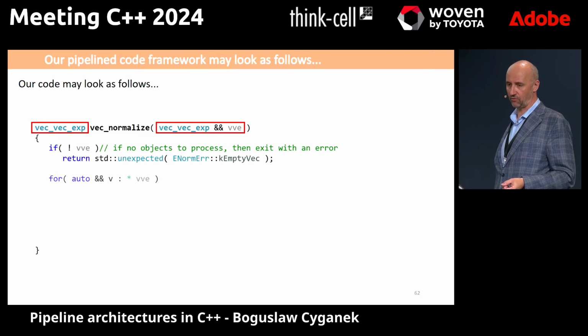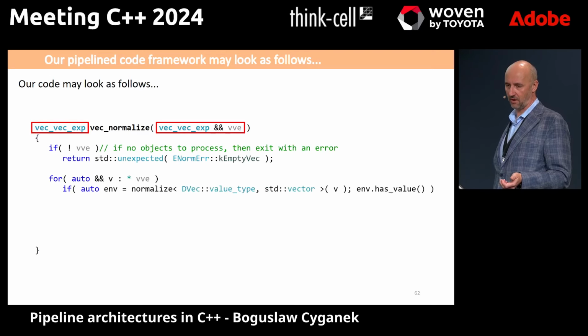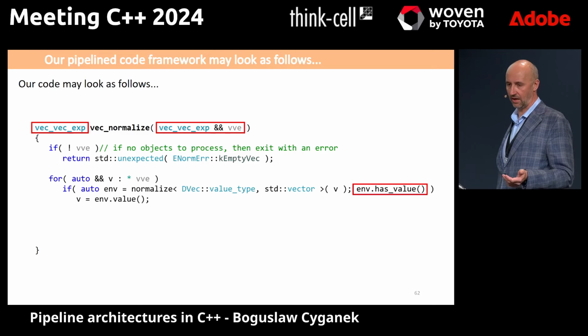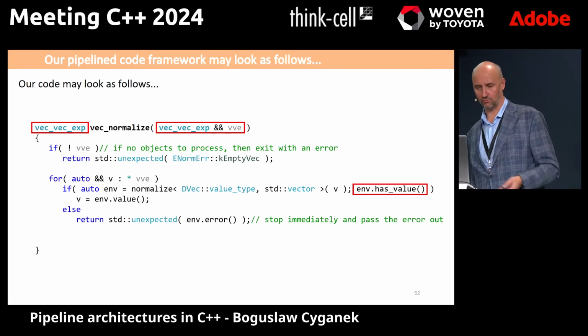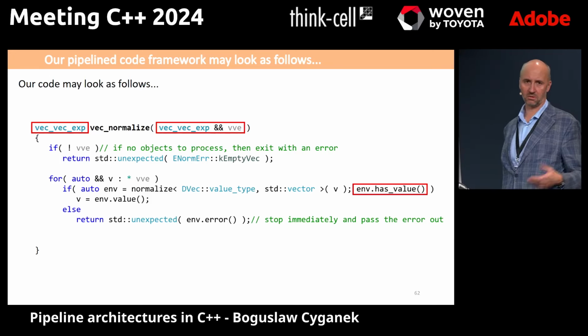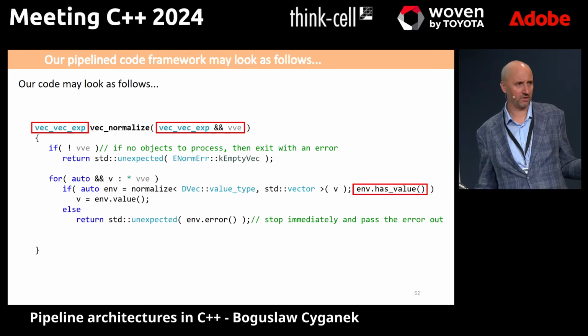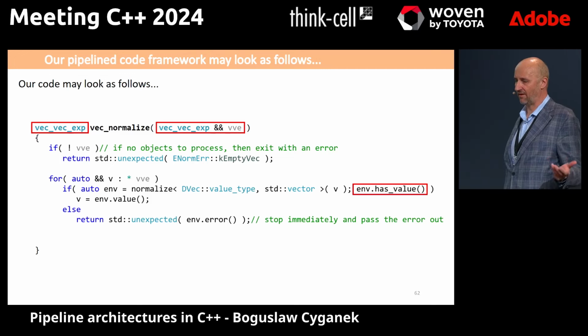Again, we check if we have an object, we traverse all vectors, we normalize them, and if this is okay, then we write them back. But if not, then we return an error immediately. We cannot compare vectors, for example, with not-a-number values in floating point representation.